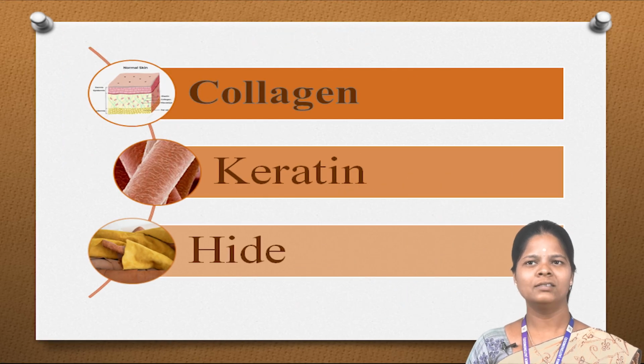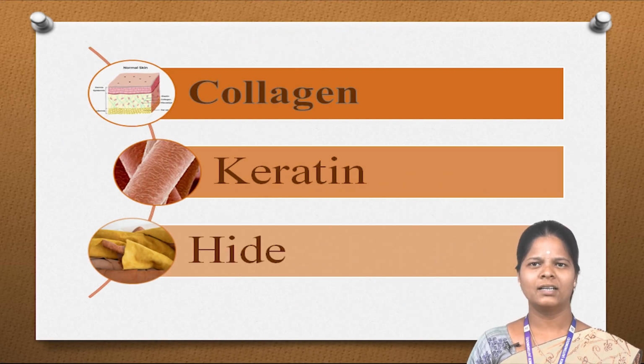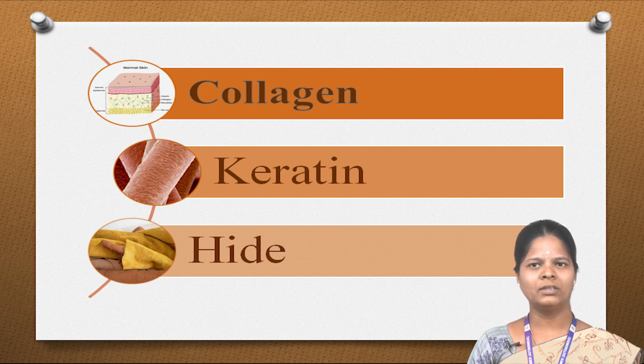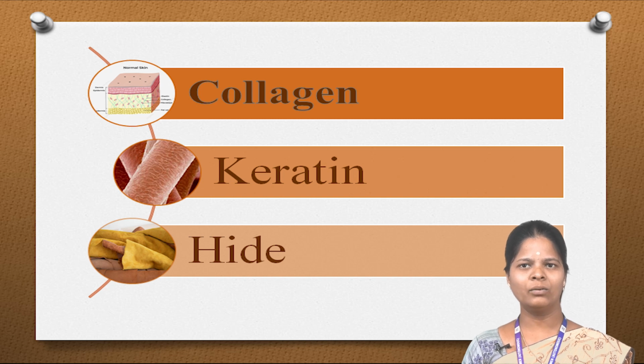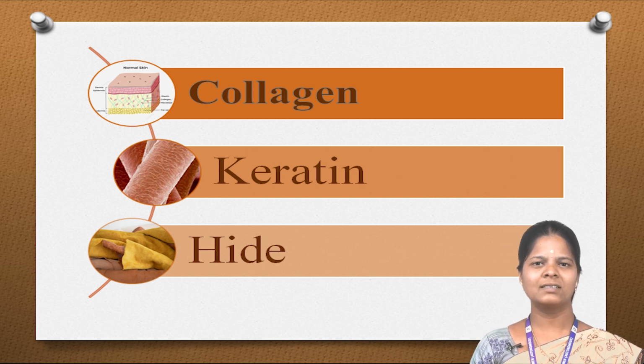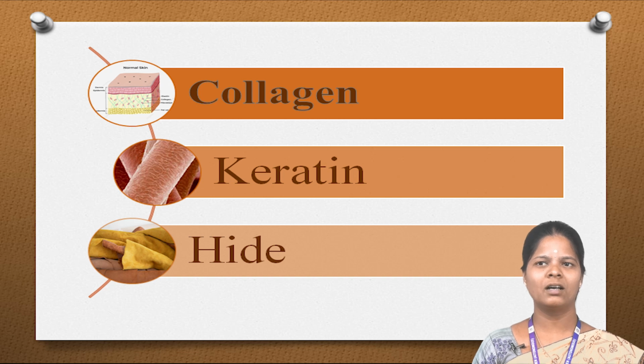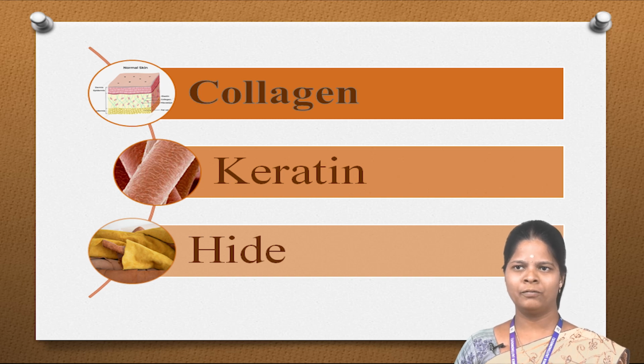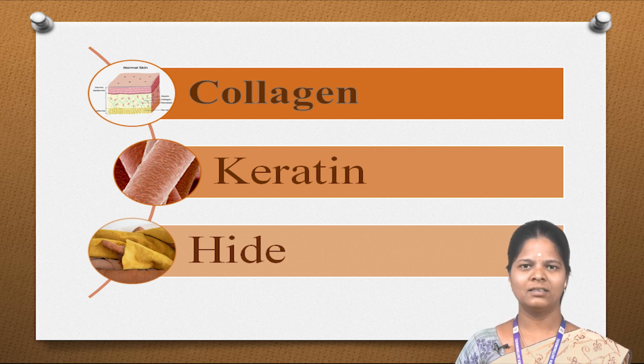Now we see the topic of structure of hide and skin. The structure is of two types: one is collagen and the other is keratin. First, collagen is a water insoluble fibrous protein of great strength. Leather is almost pure collagen. The second one is keratin, which is present in hair, wool and fresh flayed hide.